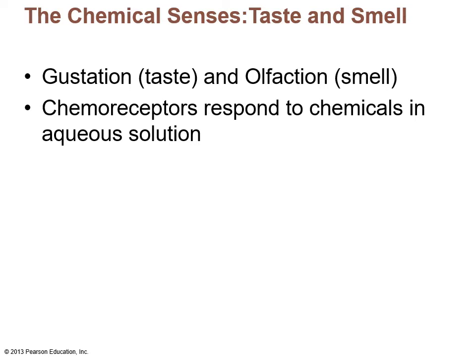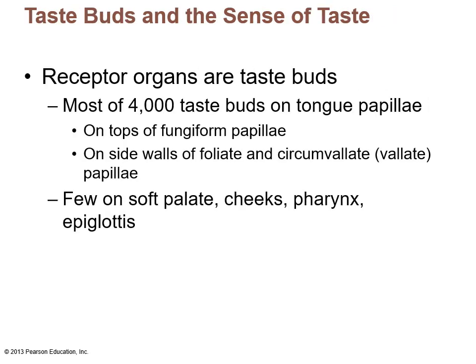Now, these receptors respond to stimuli that are chemical in origin, and so they're called chemoreceptors. And the definition of a chemoreceptor is a receptor that responds to chemicals that are dissolved in an aqueous solution. We'll start with taste. Taste is picked up by organs embedded in the tongue. Most of them are in the tongue, and these are called taste buds. These are the receptor organs.